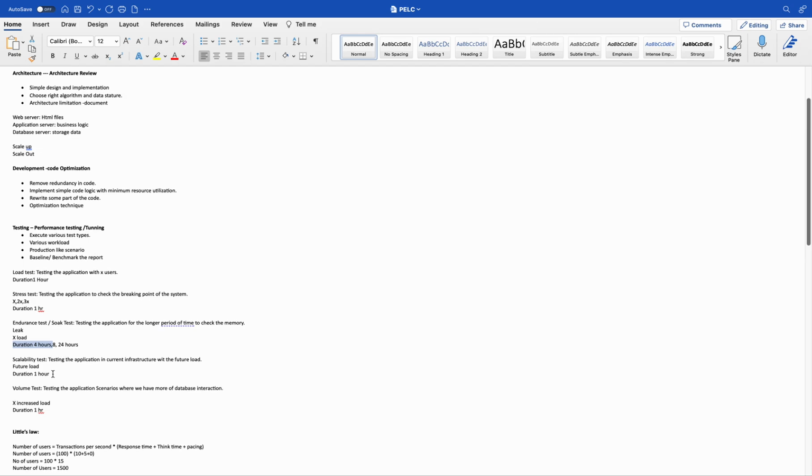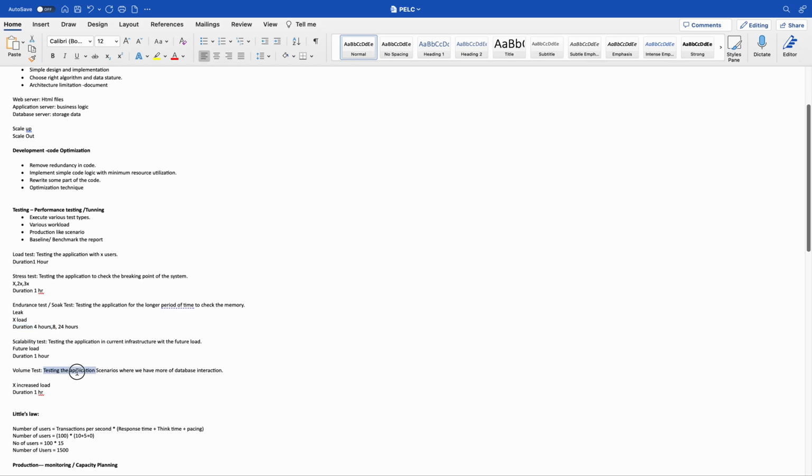Scalability test: testing the application in the current infrastructure with the future load. For example, right now I have infrastructure ready and I am doing a 100 user load test, and in future we have around 200-300 users requirement. So right now with the current infrastructure I will test my application with a 200 or 300 user load. That comes under the scalability test.